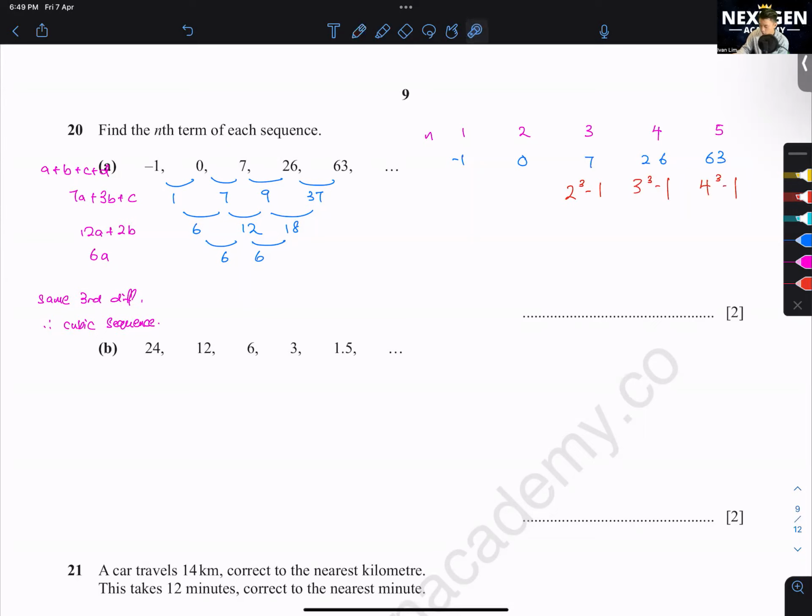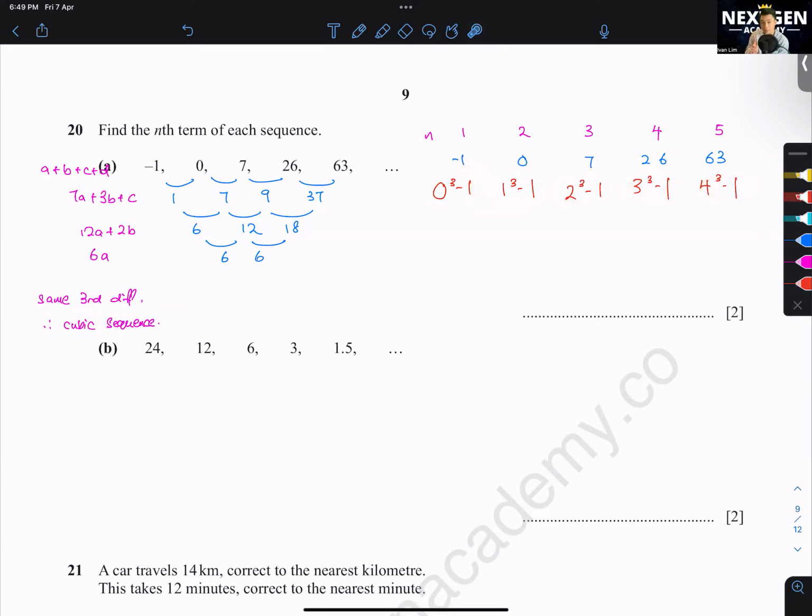Okay, what do you think? Observe this pattern. Something is changing, right? Can you guess for this one? What do you think this one will become? 1 cube minus 1, right? The one before? 0 cube minus 1, right? Can you all see the pattern here? Does it apply for all these values here?